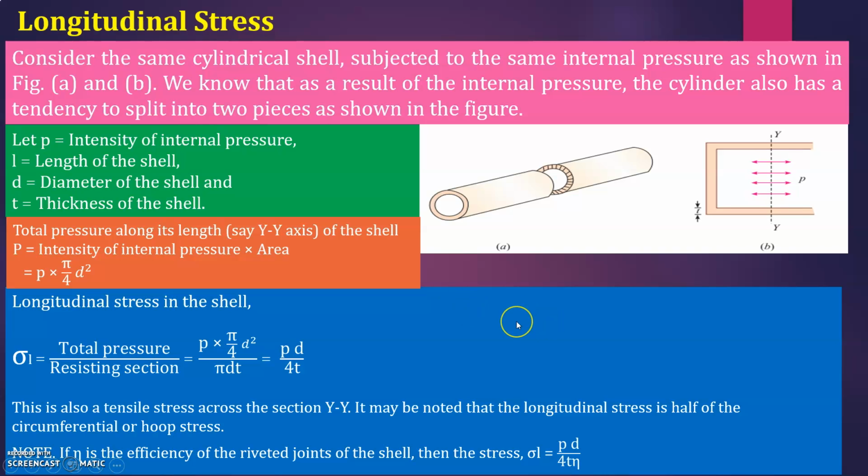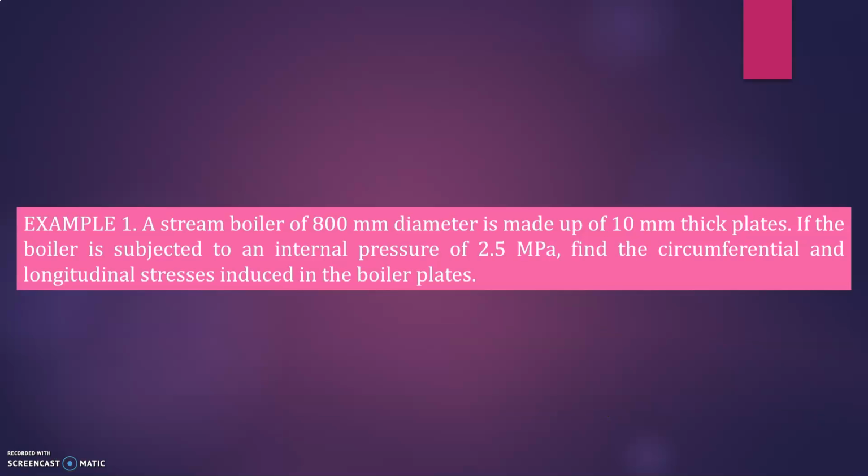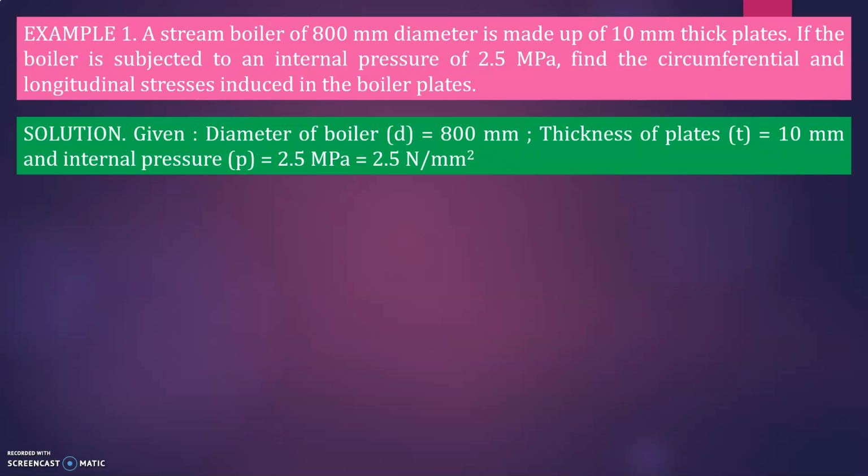Yesterday in class I told you about circumferential stress. Circumferential stress sigma C is given by PD divided by 2T, and longitudinal stress sigma L is equal to PD divided by 4T. We'll take one example to find the circumferential and longitudinal stresses induced in the plates of a boiler.